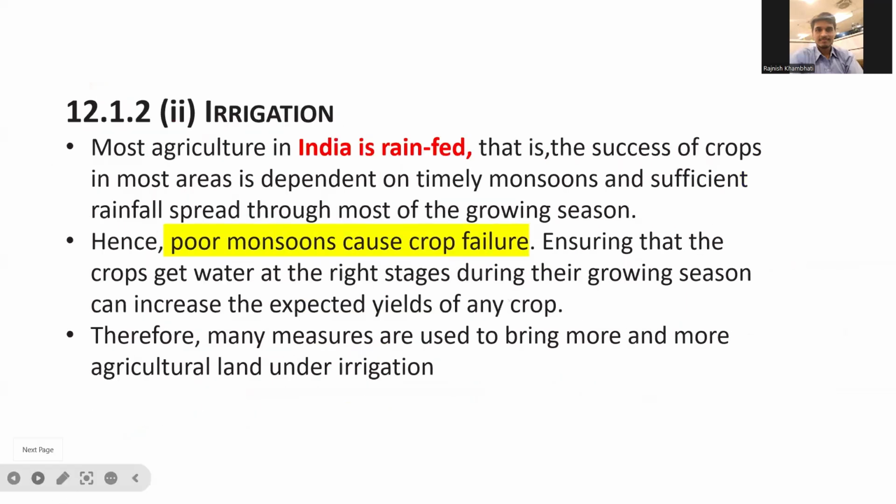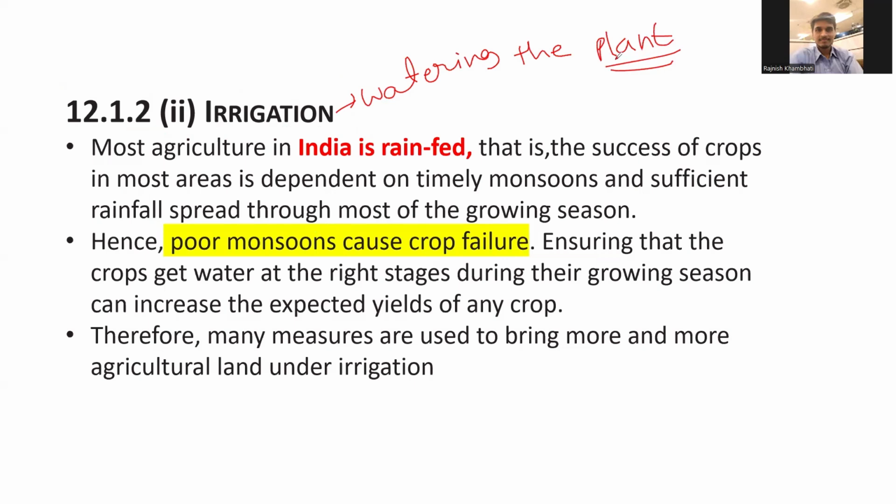Now let's jump to the next, 12.1.2, part 2, irrigation. Okay. What is irrigation? Irrigation means watering the plant. So that is known as irrigation. In India, what is India? India is mostly a rain-fed region. Most agriculture in India depends on the rain. That means they depend on rain for irrigation. In India, normally we depend on rain for irrigation.